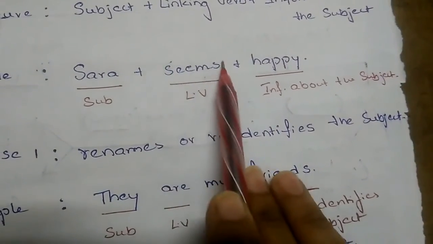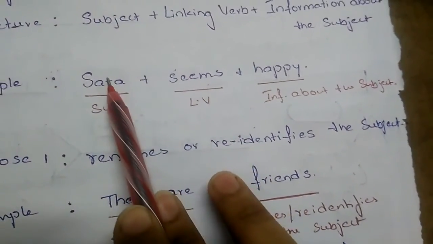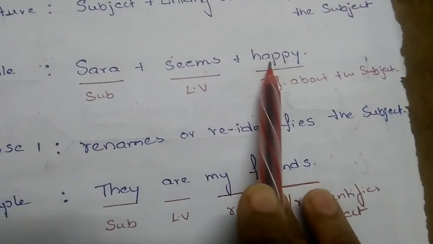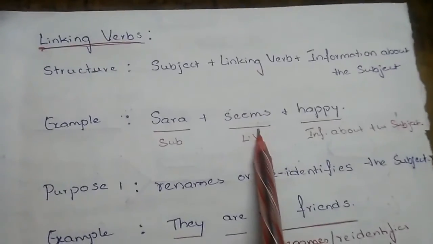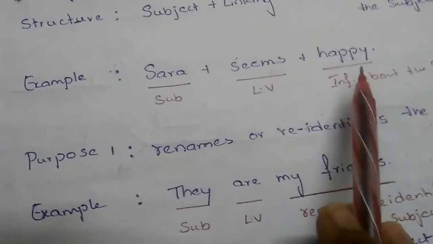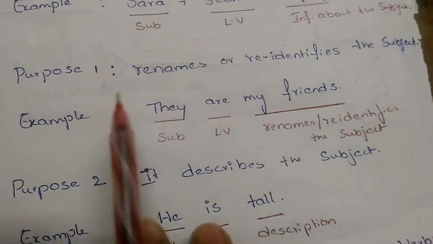This word seems links the subject and the information about the subject. So linking verbs link the subject of the sentence to the information about the subject. Linking verb serves two purposes.